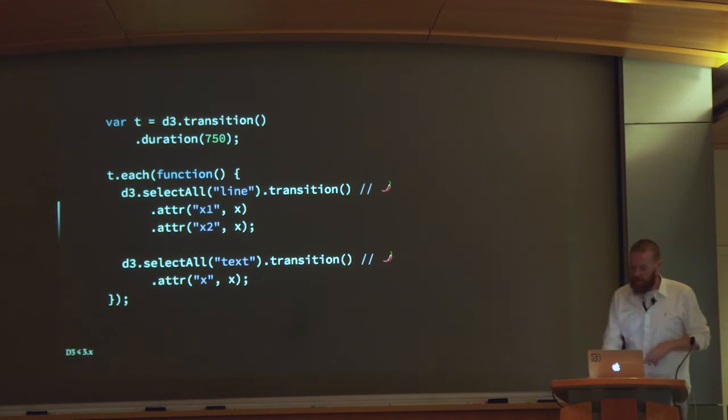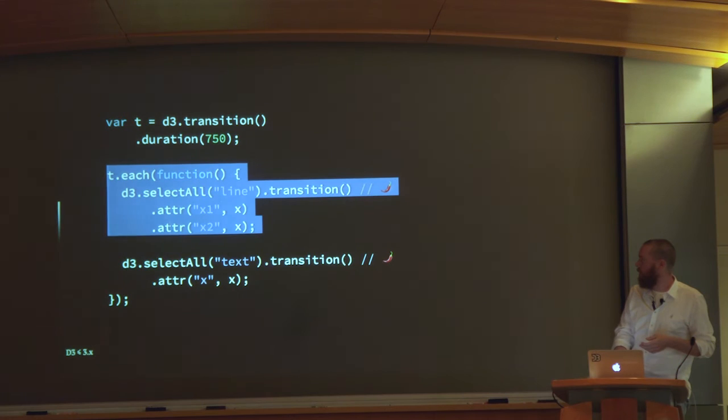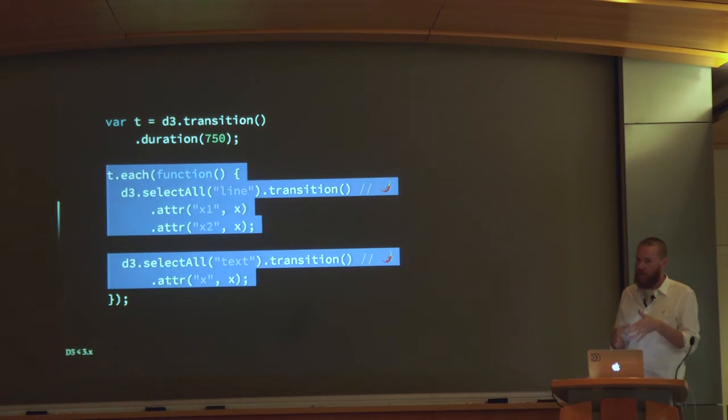So in this example here, we're creating a transition on the root element. We're setting that duration to be 750 milliseconds. And then simply by putting this code inside of this each here, any transition that we declare inside there is going to inherit those parameters.